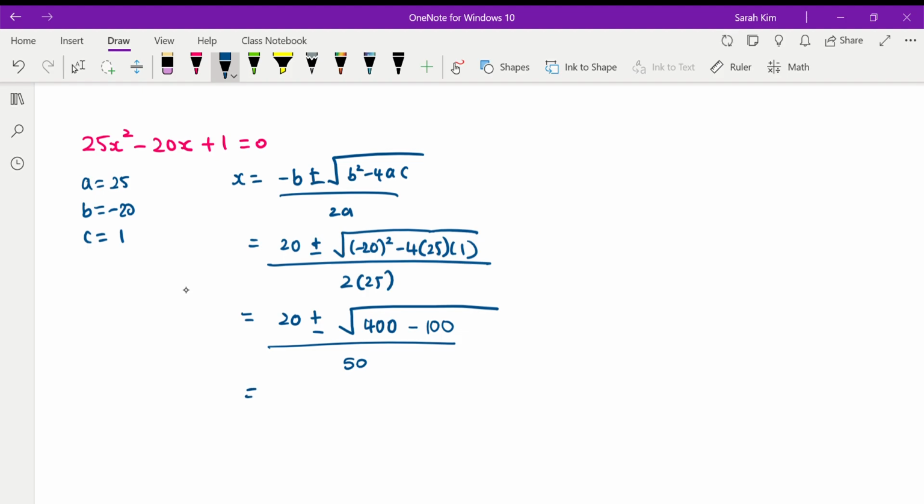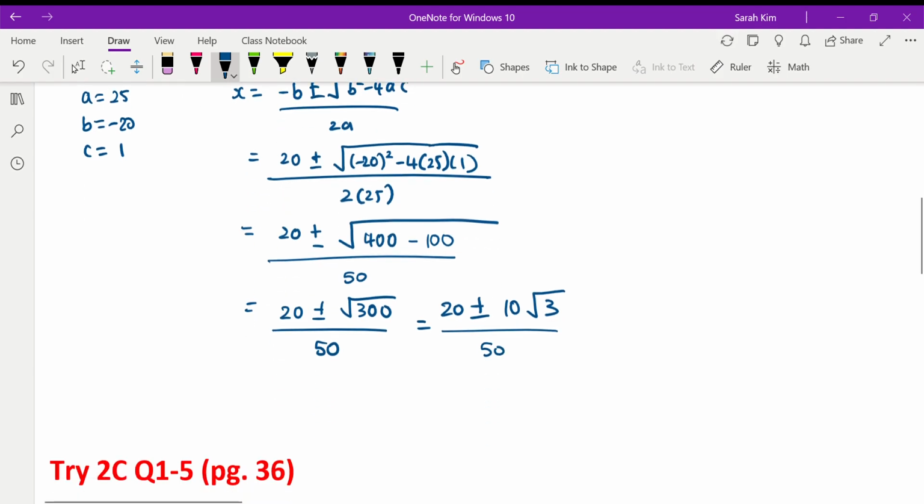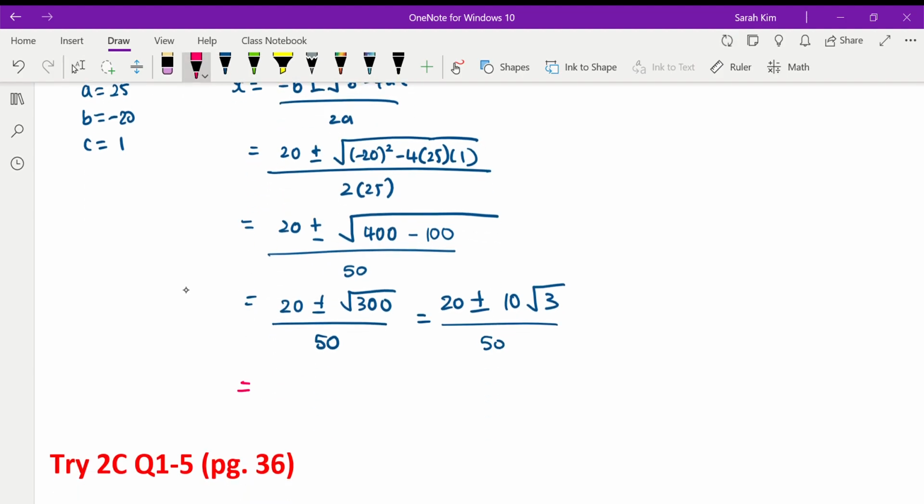I'm just going to use a calculator now. So 20 plus or minus the square root of 300 over 50. Let me do it manually. I could write the square root of 300 as 10 square root 3, because 10 squared is 100, and I factored it out. Then I can divide every term by 10, so my final answer would be 2 plus or minus square root 3 over 5. This is my most simplified answer, and I can double check that using a calculator.